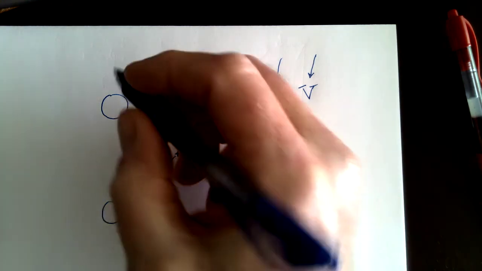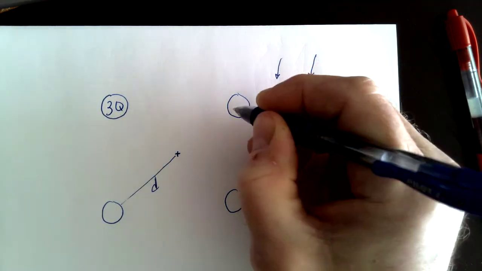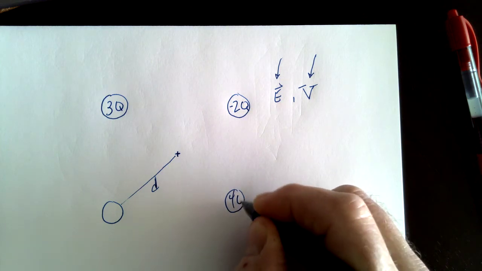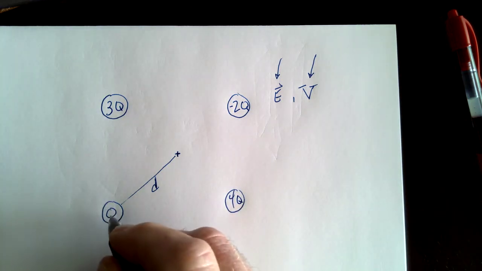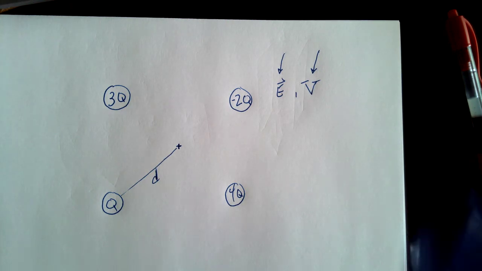I'm just going to make up some charges here. This is charge 3Q. I'm going to make this negative 2Q, 4Q, and just plain old Q. Okay, that's the setup. Each individual charge has an electric field value dead center. You've just got to add them all up using vector addition to figure out what the net leftover electric field is.